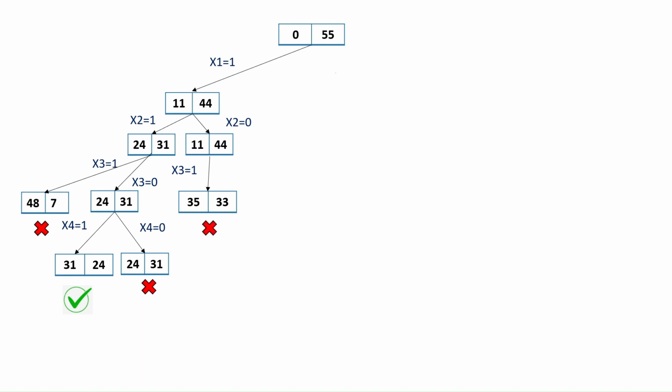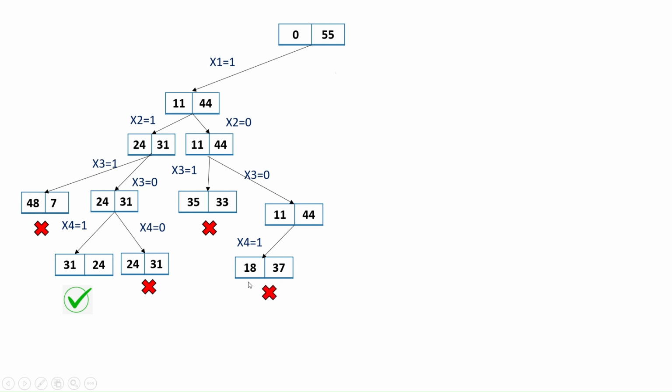Then by using the backtrack technique we go to x3 equals 0. At x3 equals 0, the x2 value is constant. Here x4 equals 1. At x4 the value is 7. So 11 plus 7 is 18, and 44 minus 7 is 37. Here the sum is 18, but we want 31. So 18 is less than 31, so this is also not the solution.